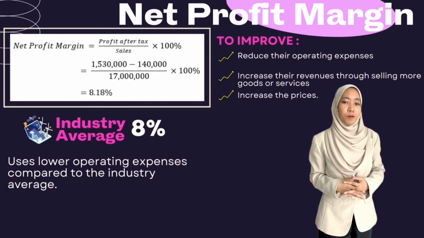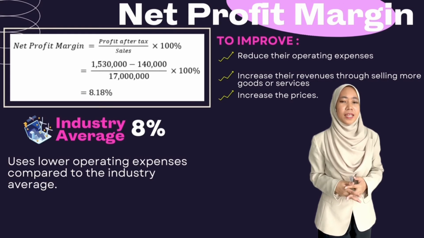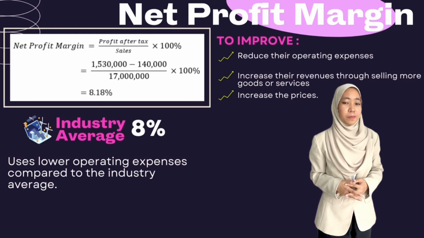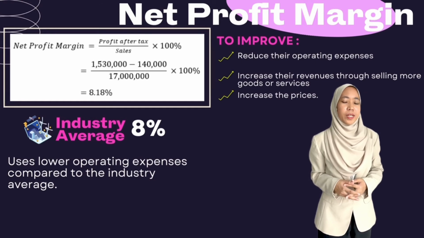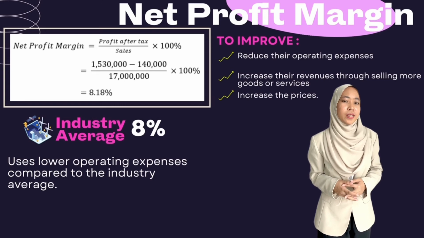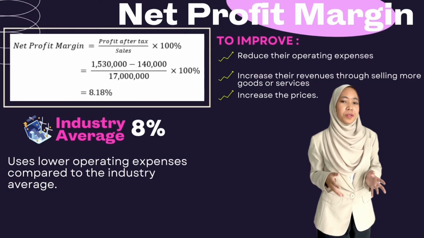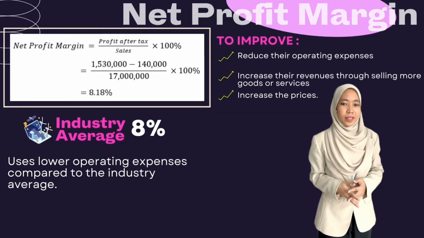Hikmat Bakti Berhad's net profit margin ratio of 8.80% is higher than the industry average of 8%. This indicates that Hikmat Bakti Berhad used lower operating expenses compared to the industry average. To improve, a company may reduce their operating expenses and increase their revenues through selling more goods or services. And lastly, a firm can also increase the price.